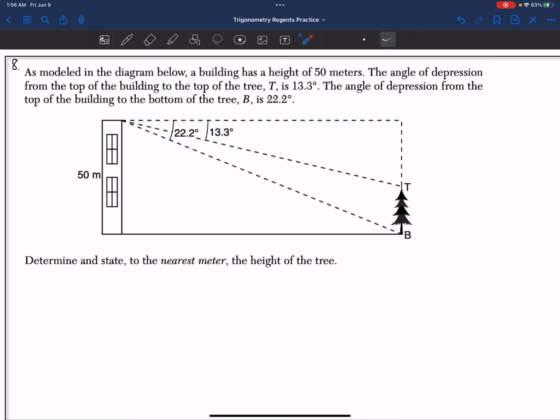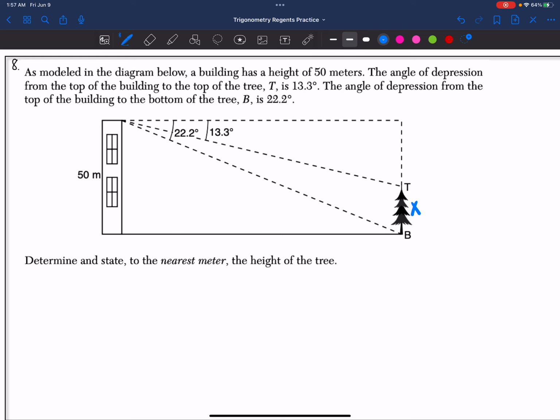And I hope that we all see that. And the angle of depression from the top of the building to the bottom of the tree is 22.2. Sorry, I'm tripping, y'all. Do we all see that? This angle here is 22.2. Now, we need to determine and state the height of the tree. So I need to figure out how tall this tree is.